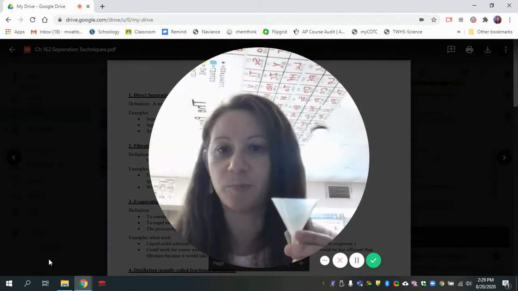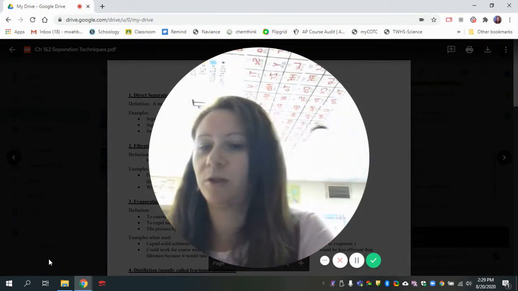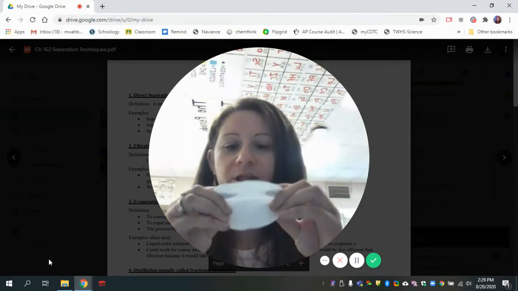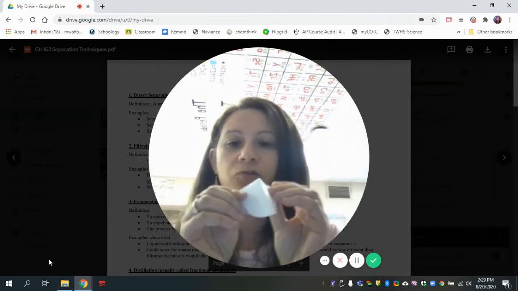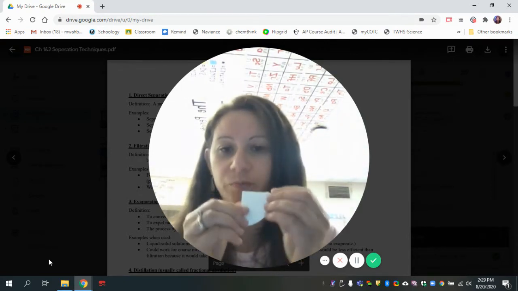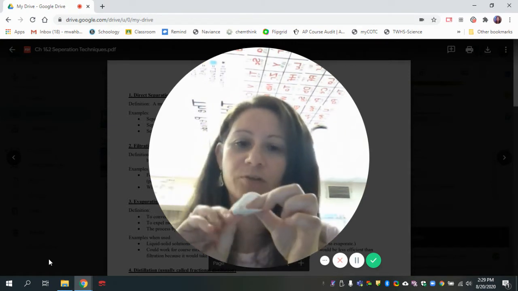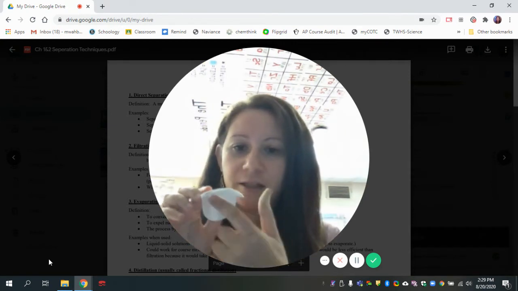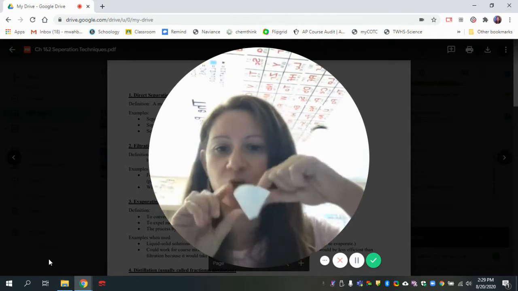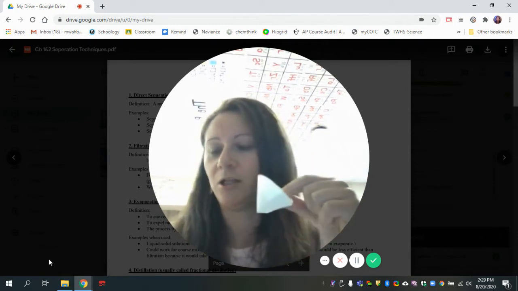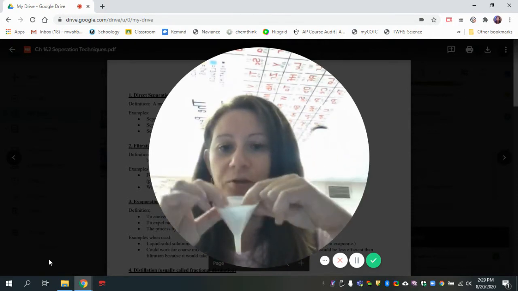and you get some filter paper. And what you do with the filter paper is you fold it in half, and then you fold it in quarters, and then you pull out one of the sides like this. So that kind of looks like a cone. And then you put that in your funnel.